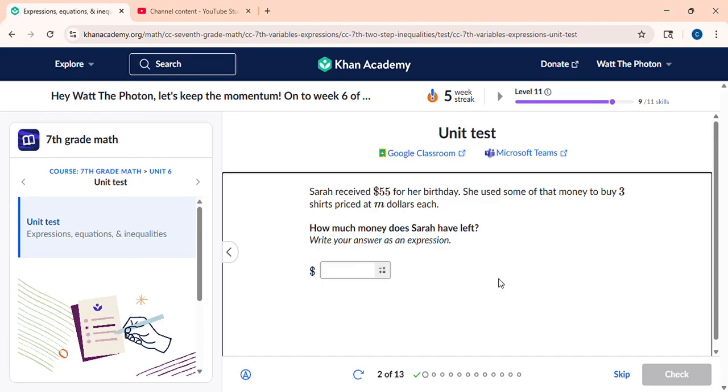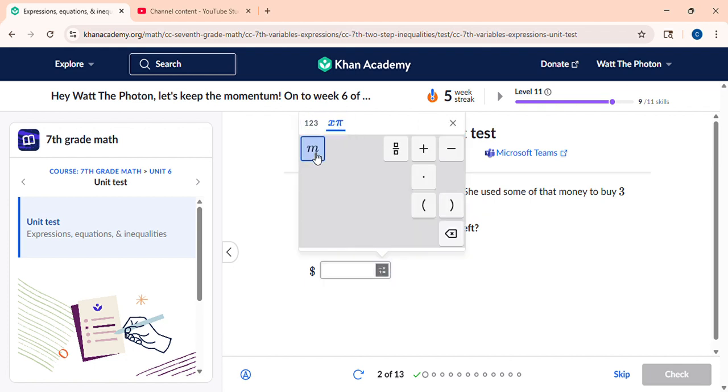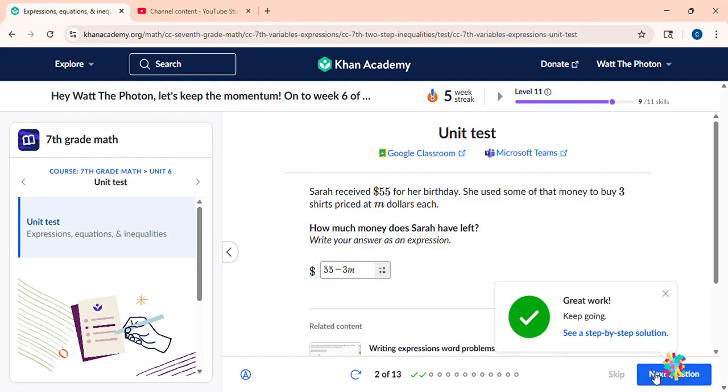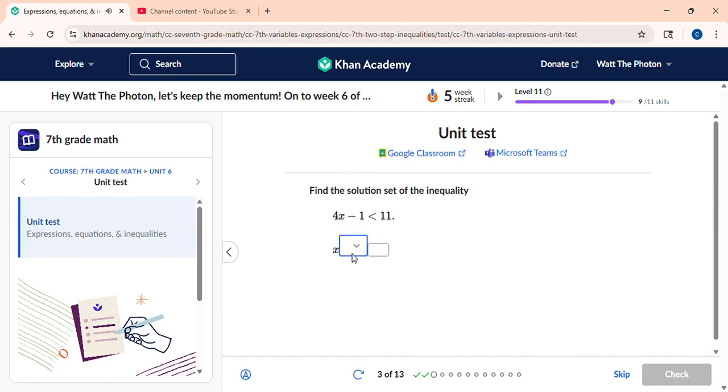So 55 minus 3M equals how much she has left. So 55 minus 3M. Final solution. To add 1, we have 4x is greater than 12. X is greater than 3.